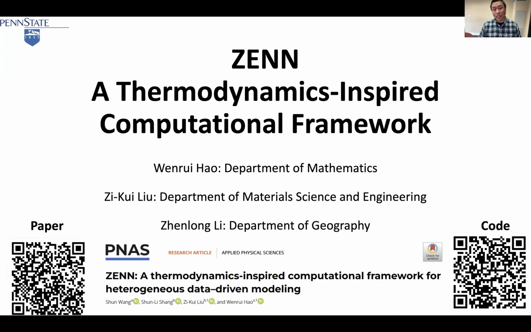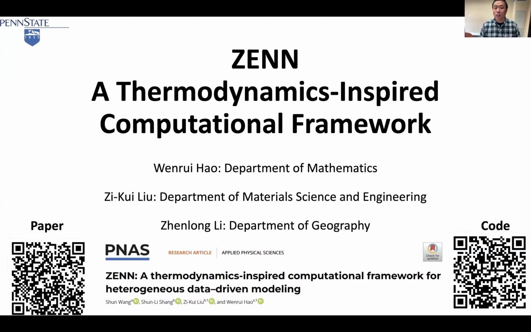So this is ZENN, which is based on Zentropy. You will hear later what Zentropy is. Most of today's talk is based on our recent published PNAS paper. You can find the paper from this link, and you can also play with the code through this QR code. Anyway, let me start.